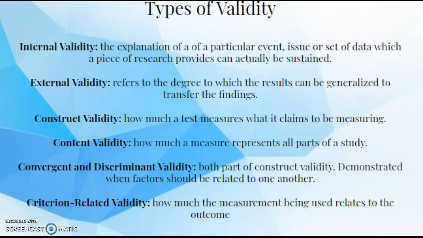So in this way, we have convergent, which is when two things should be related to each other and are, and discriminant, which requires two or more unrelated items or attributes to be shown to be unrelated and are different from each other. Next, we look at criterion-related validity and how much the measurement being used relates to the outcome.